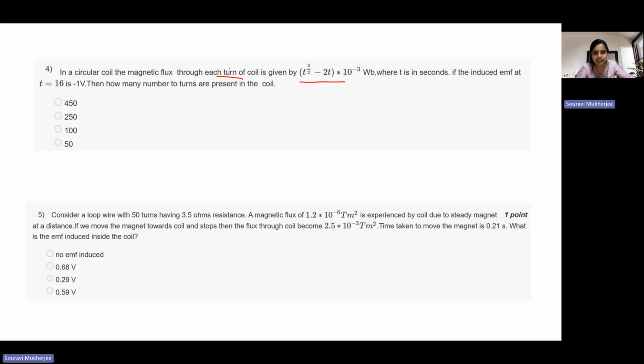So if you know the magnetic flux, and for each turn this is the case. For n turns, so if for one turn the flux is phi, for n turns the flux is n into phi, right? So now it is said that the induced EMF for t equal to a given time is minus 1 volt. So what is the number of turns? So what you can do, you know your B is now a function of time, right? So your B is a function of time. Okay. The area can be some constant.